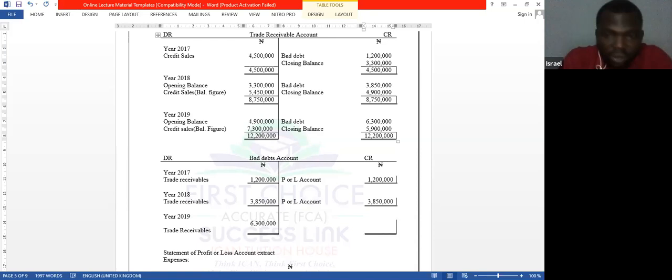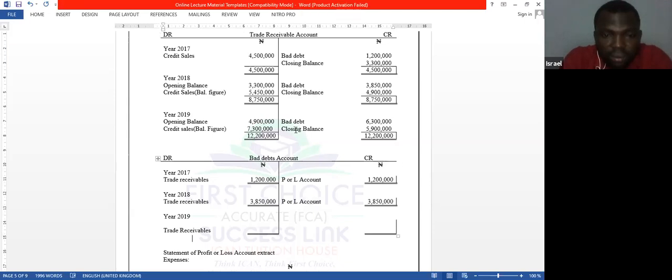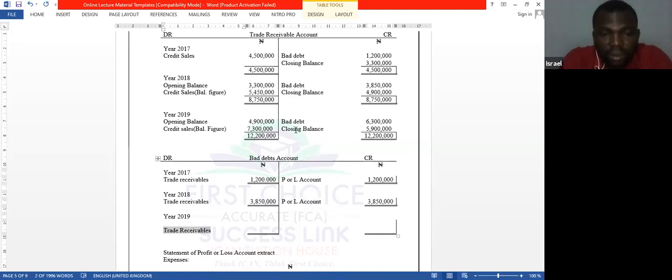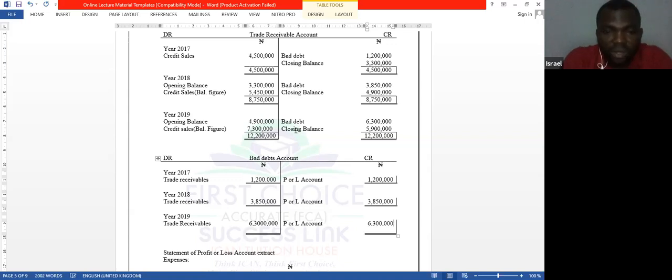After we have that 12,200, then we come back to close our bank, our debt here. So let's close this. So this will be 63. So closing into profit or loss account, and that will be 63 as well. So after that, we have successfully closed that. We move to the profit or loss account.